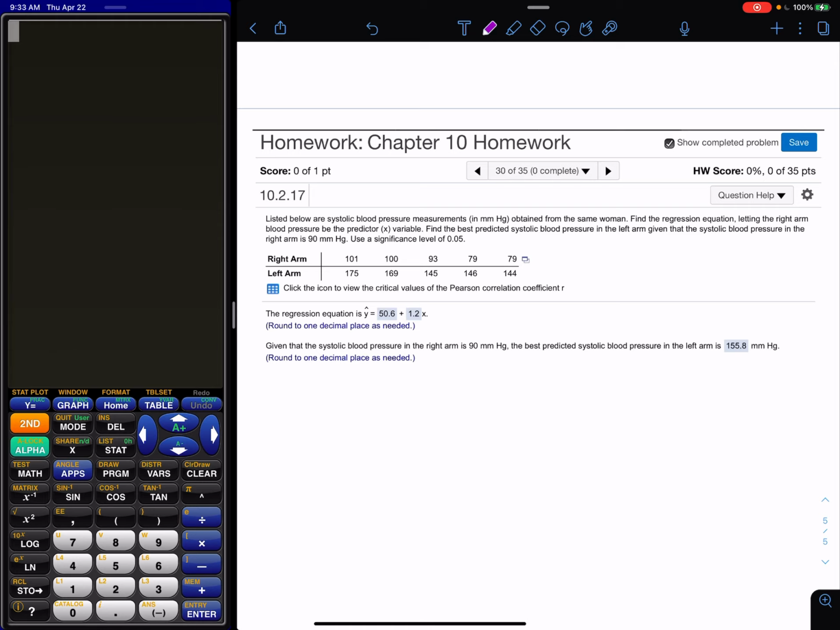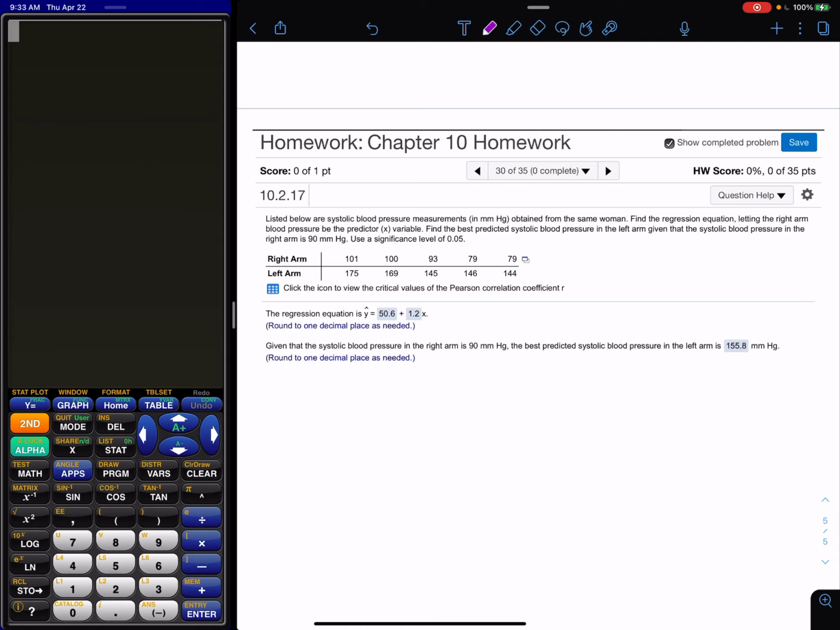Find the regression equation, letting the right arm blood pressure be the predictor X variable. Find the best predicted systolic blood pressure in the left arm, given that the systolic blood pressure in the right arm is 90 mmHg. Use a significance level of 0.05.